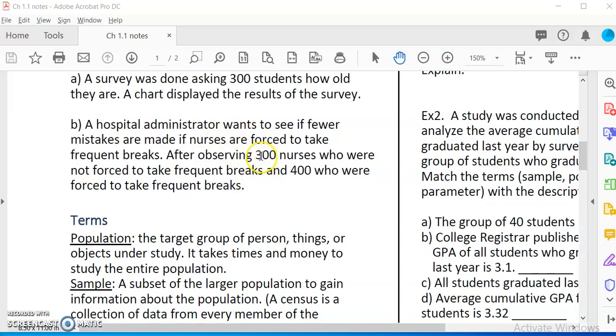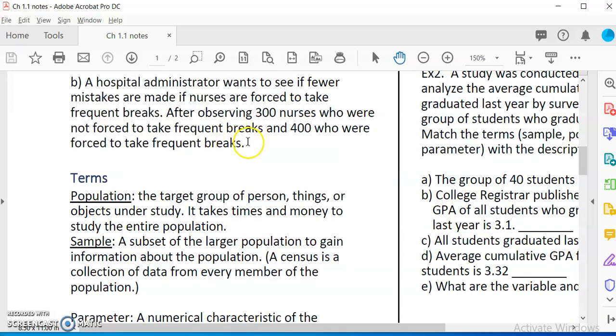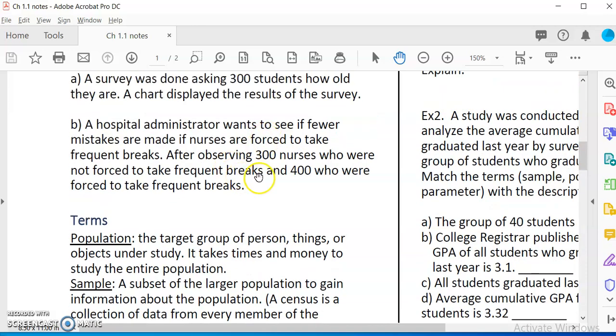Now this result will be only for the 300 and 400 nurses, but the motivation of the administrator is not just to look at those nurses, but to generalize whether fewer mistakes are made if nurses take breaks. When they say nurses, it's all nurses. So they're using a small group of data to generalize to a larger, general conclusion. We say these are inferential statistics. Very often, inferential statistics look at comparison, at whether changing one of the features of the data leads to other changes. So this would be inferential.